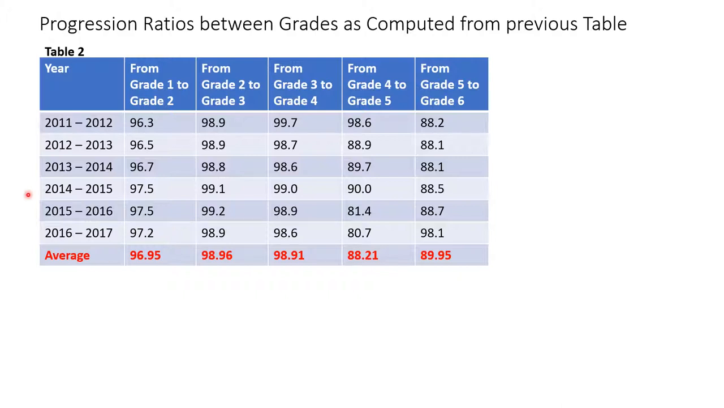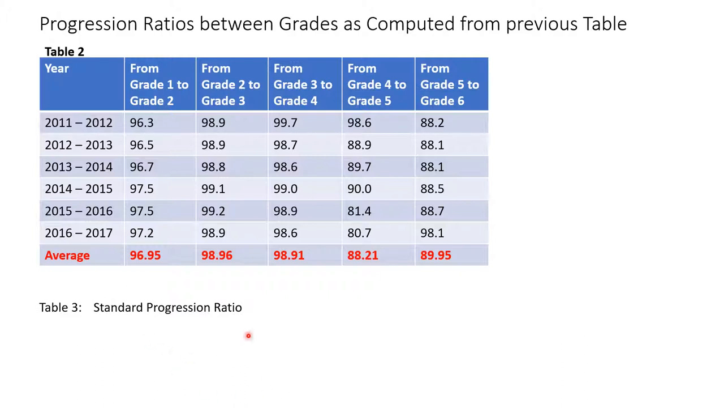What have we just done in computing the progression rate? All those rates we have from 2011 to 2012, 2012 to this, 2016 to this. So you now put that is from grade 1 to 2, from grade 2 to 3, from grade 3 to 4, from grade 4 to grade 5. So we put all of them. Then you take the average: sum this plus this plus this plus this plus this and divide by the total number. So here we have 1, 2, 3, 4, 5, 6, 7. So when you sum them up, you divide, then that is how you attain the average.